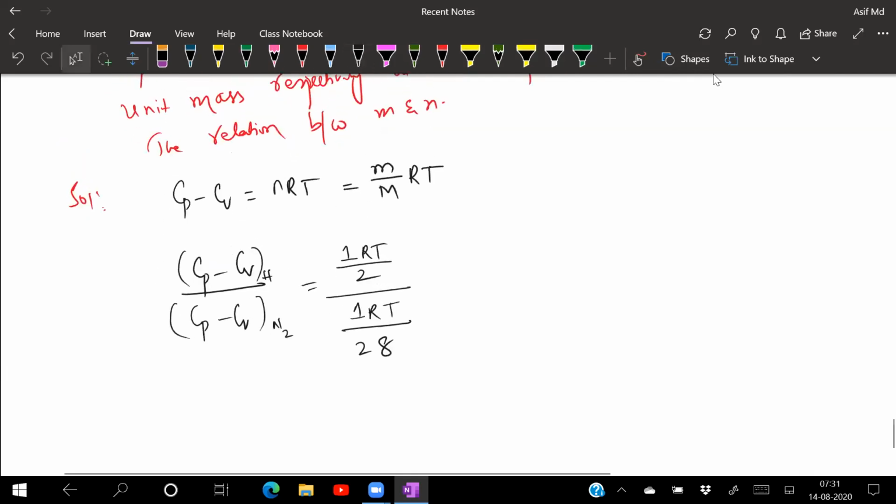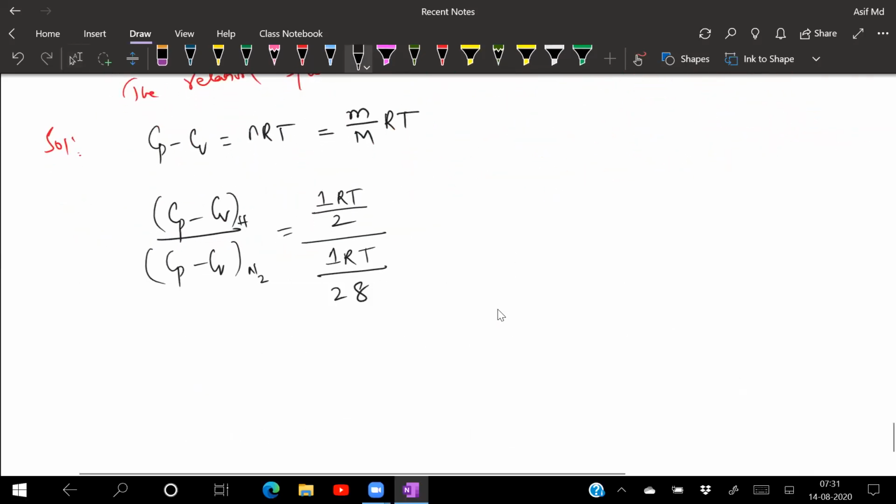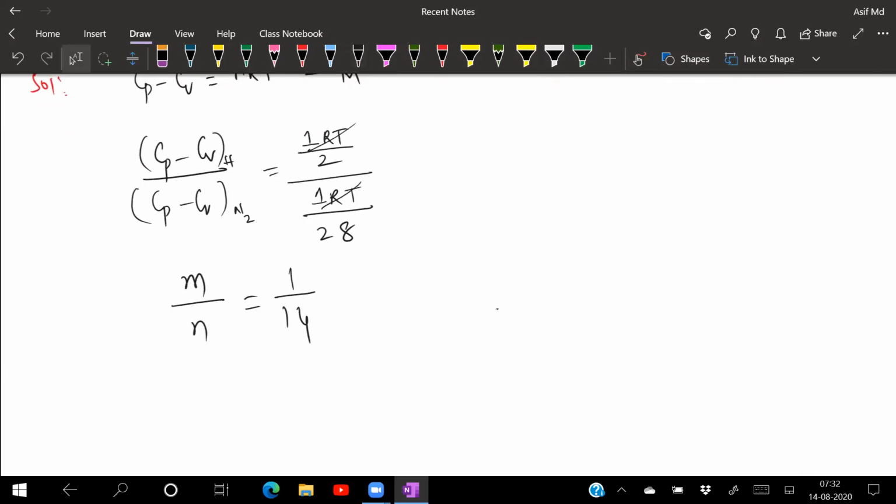Now Cp minus Cv for hydrogen is represented by m, so this is your m and this one is your n. That is equal to 2RT and 28. RT gets cancelled. 2 and 28, ones are 14, so we get 1 by 14. So the relation is n equals 14 times m. That is the relation between small m and capital M.